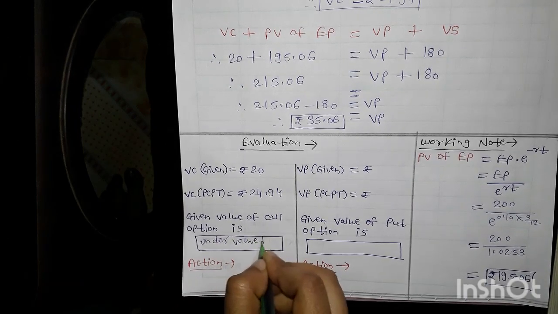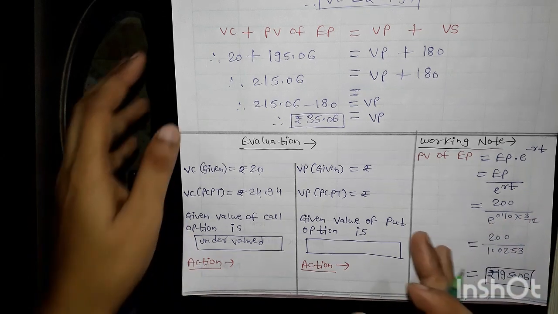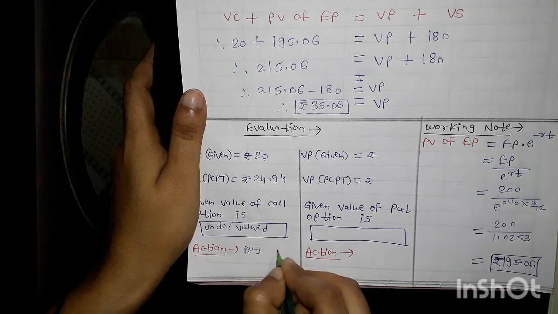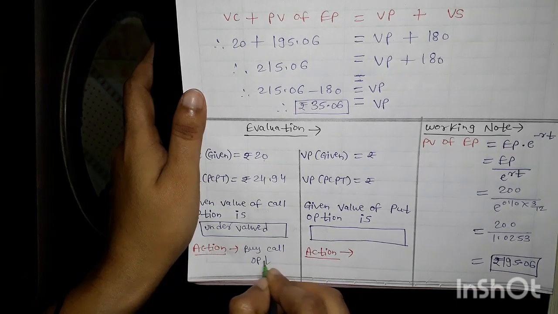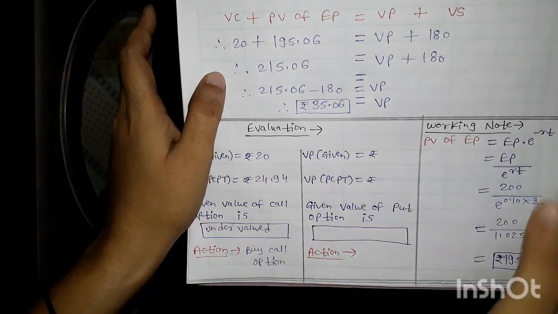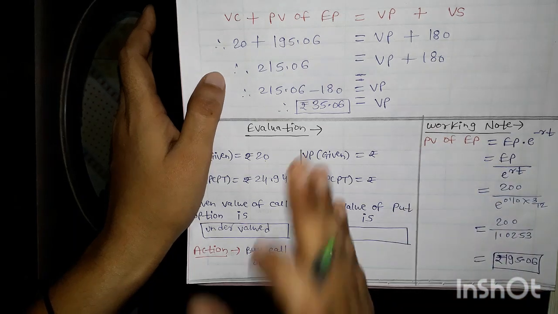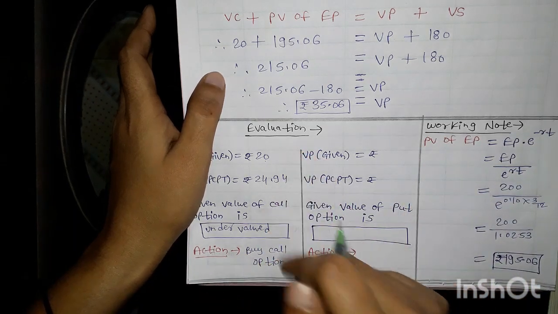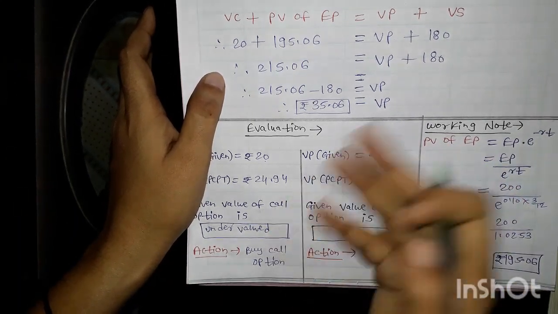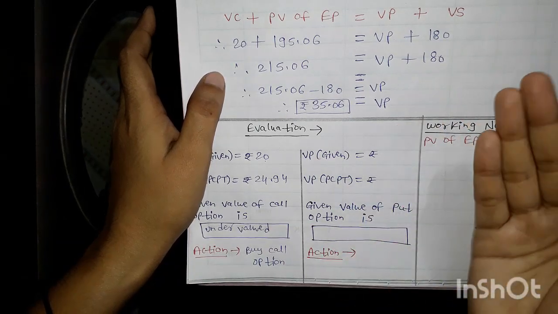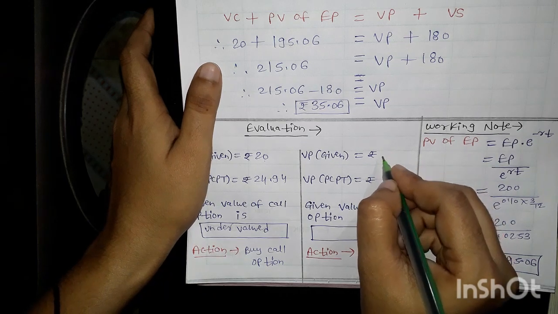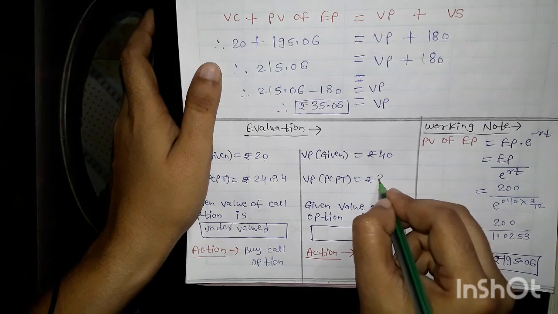Okay, undervalued. So whatever option is undervalued, we are going to use that option. So here we will buy the call option. In the earlier case, the put option was undervalued, so we bought a put and sold a call option. Here the call value is undervalued, so we are going to buy the call option and sell the put option. Here the given value of the put option is 40 and the expected value is 35.06.